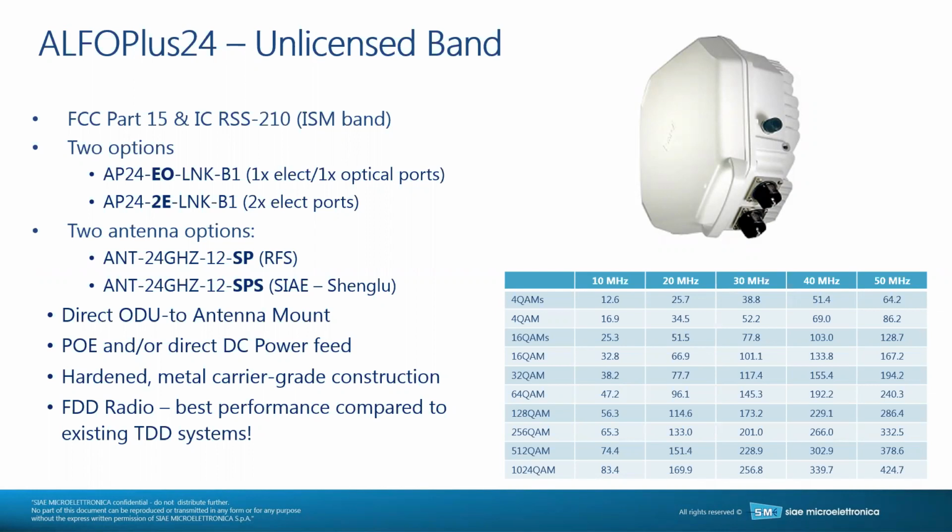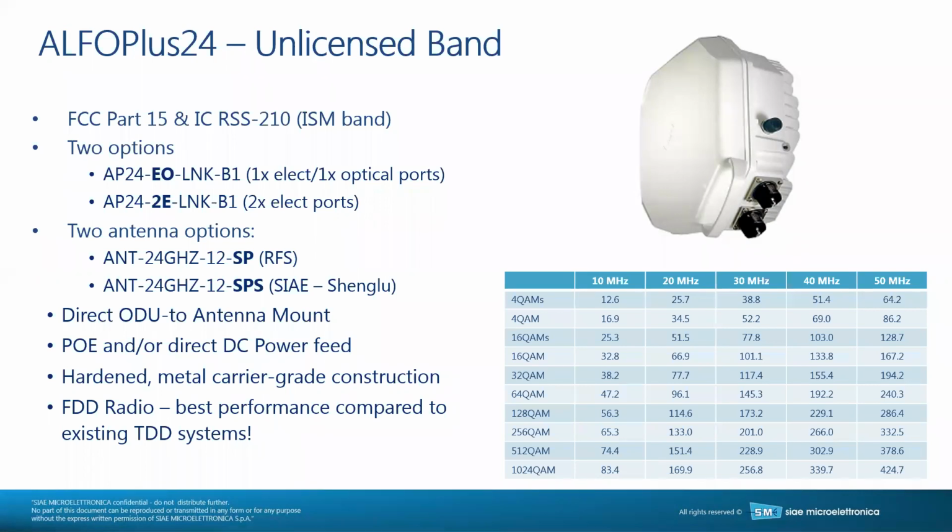Can do that too. The antennas for the ALFOplus2XG-4 are limited to 12-inch antennas, and that's just due to the EIRP regulations in this band from both FCC and Industry Canada. So we have 2 flavors of 12-inch antennas that the radios were homologated with. Again, direct to the back of the antenna. It shares the same PoE and DC feeds we talked about earlier. Hardened. So unlike some of the other 24 gig radios on the market that may be plastic housings, these are our hardened carrier grade microwave radio systems.